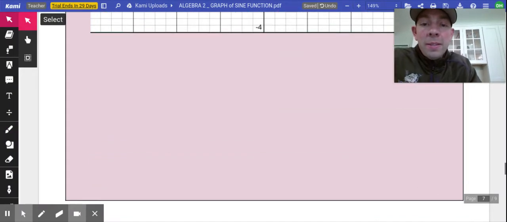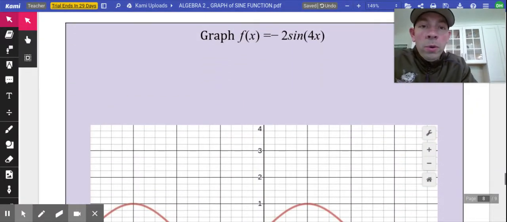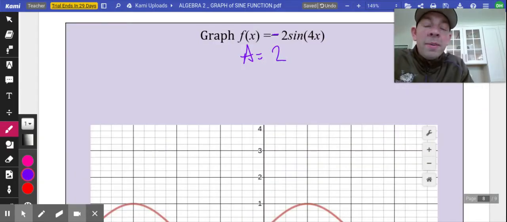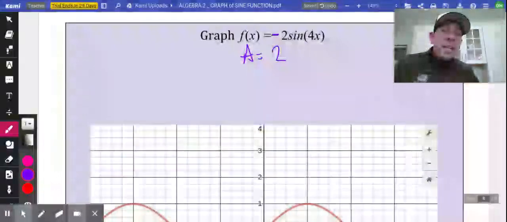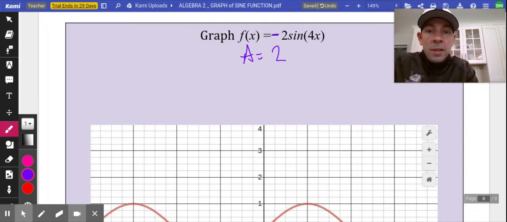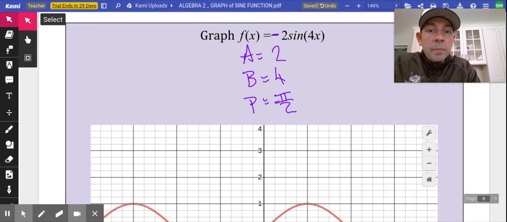All right. Let's see. What do we got next here? Oh. There you are, trying to get tricky. Now, technically, your amplitude's a 2. So you're wondering why even have a negative there? What that negative is going to do, and you can make a special point of this in your notebook, is it's going to reflect everything across the x-axis. The frequency is going to be a 4. The period is going to be pi over 2. This is going to be a tight one. We're going to finish our first cycle at pi over 2.